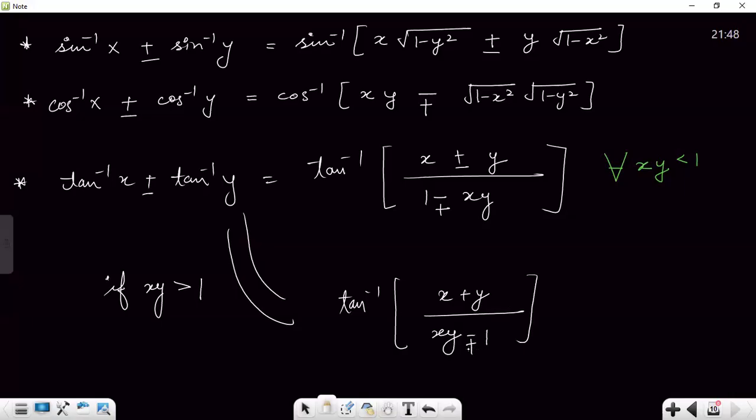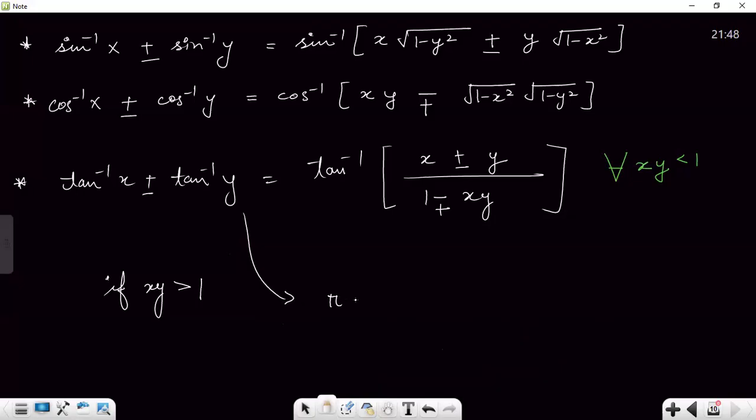Other than this, we can also write it by another method: pi minus tan inverse of x plus y divided by 1 minus xy for the plus sign. For the minus sign, it is minus here and plus here. Are there any questions? When the product of x and y exceeds 1, then we have to apply this formula.